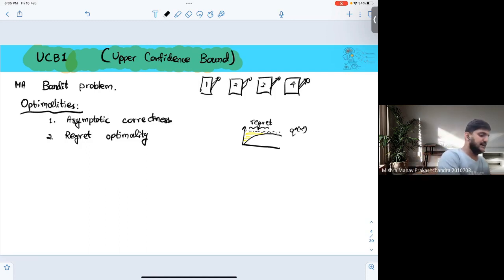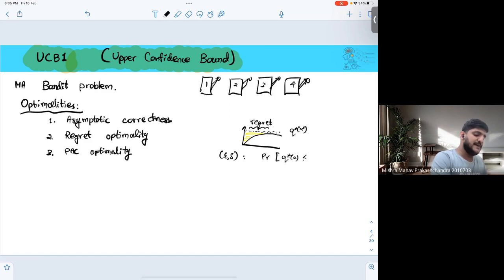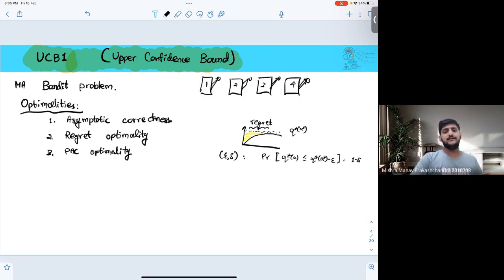Okay, and last optimality is known as PAC optimality. So this basically tells me that, given two values epsilon and delta, what is the probability that the arm that I sample, my Q star of A, lies within epsilon bound of Q star A star, and I classified correctly with probability 1 minus delta. Okay, so this is the PAC optimality.